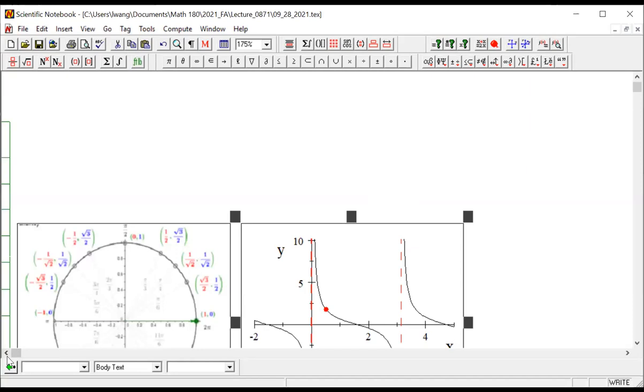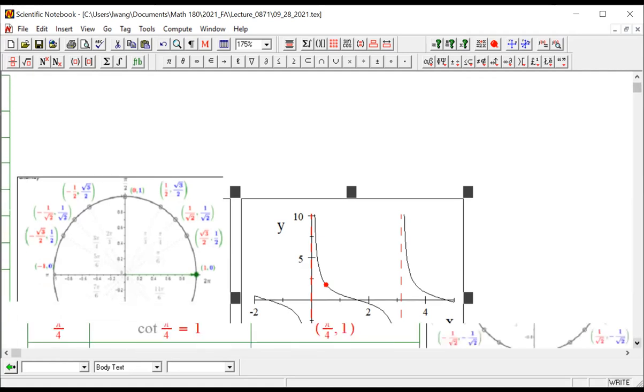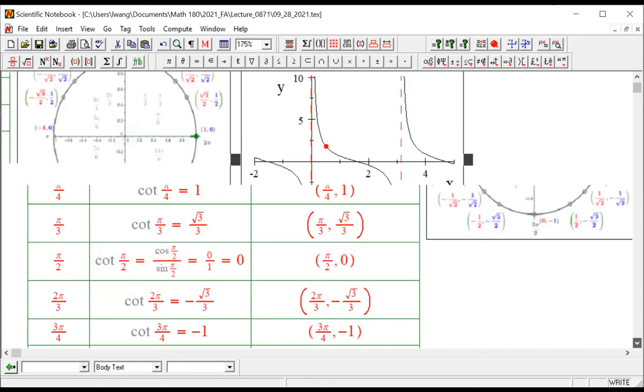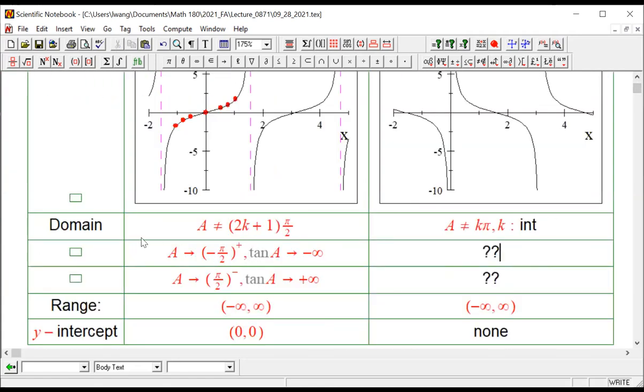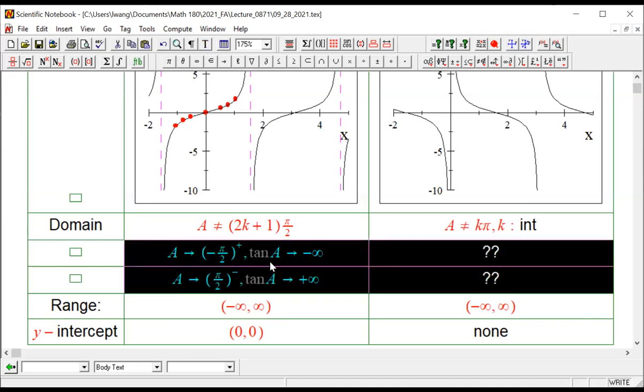They're k pi. Okay, they're k pi. So let's summarize. Tangent, cotangent now, right? Are we ready? Ready. All right. Right, this piece, right?